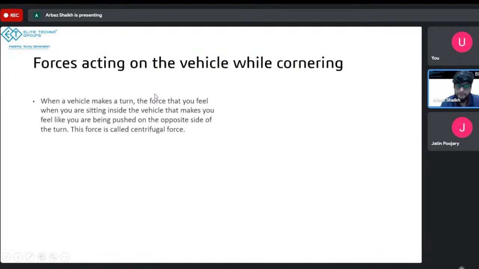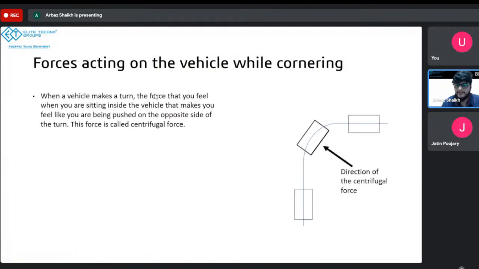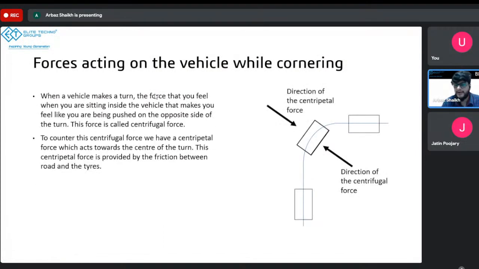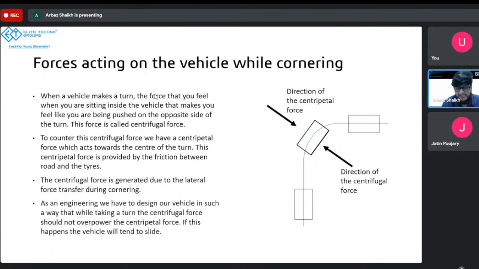So initially we saw there are two forces acting on a vehicle while turning. One is the centrifugal force, and to counteract it, we have the centripetal force. The centrifugal force is generated due to lateral load transfer, and the centripetal force is generated to counteract the centrifugal force. And as engineers, it is our job to keep the centrifugal force lesser than the centripetal force, right?